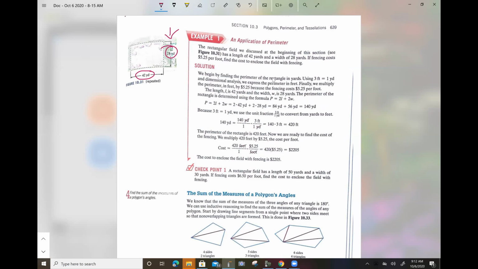So first of all, you would just find the perimeter, which is adding up 42 plus 42 plus 28 plus 28, and you get 140, hopefully. Let's see, 84. Yeah, I'm just going to assume that that's right because that's what they got here. They just did it 2L plus 2W.